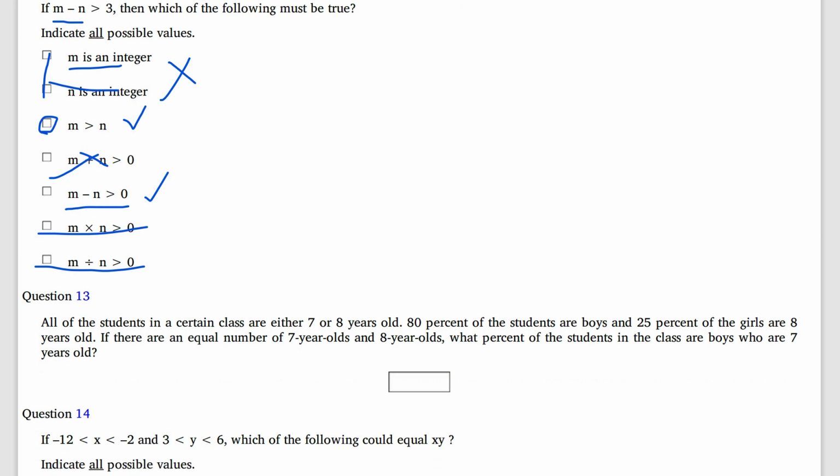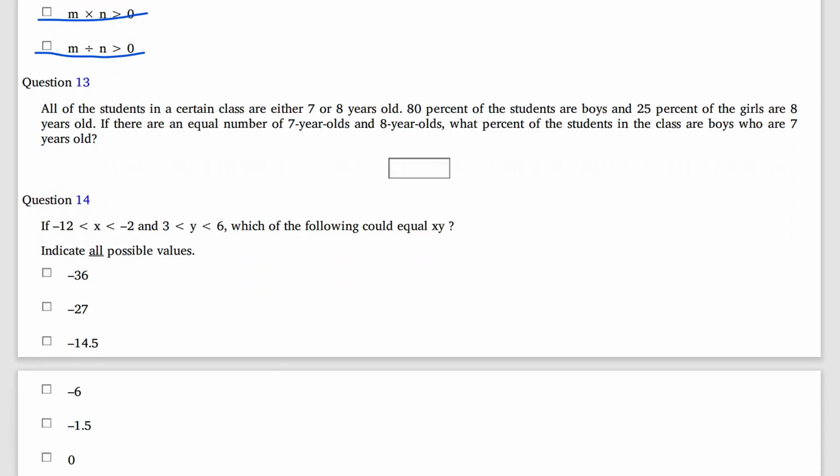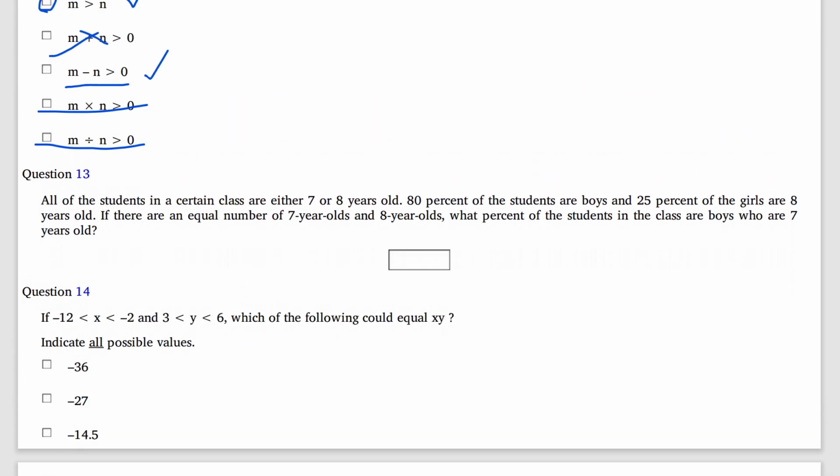Okay, let's move on. All of the students in a certain class are either 7 or 8 years old. 80% of the students are boys. Okay, let's stop there and start picking some numbers. Let's say that we've got 100 students, because otherwise this might get quite confusing here. So we've got 100 students, 80% of them are boys. So that's 80 boys and 20 girls.